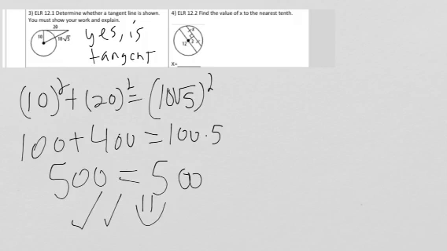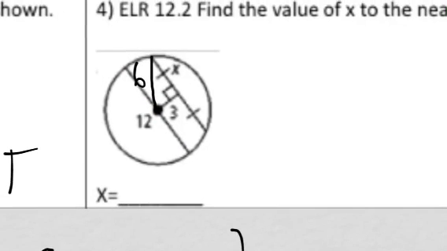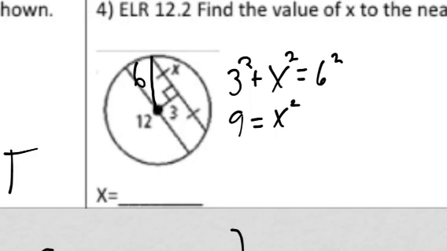Well, we have a nice line right here, nice diameter. What we can do is we can complete the picture by drawing in another line. Now we have a nice right triangle, and we know the length of this hypotenuse because it's just a radius. The diameter is 12, so this must be 6. So then we can do Pythagorean theorem, 3 squared plus x squared equals 6 squared.